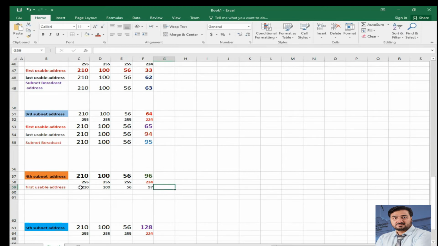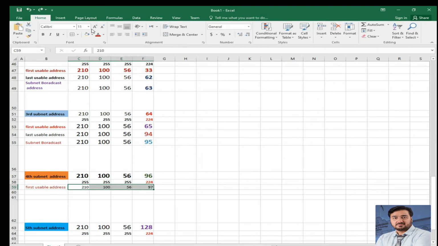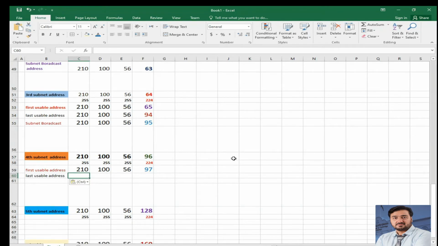Please keep your response up. Good, so it means you are getting it. Control Z. Increase font size. 97. So what is the last usable address of the fourth subnet? 126. Very good. 210, 156, 126. So this is our last usable address.